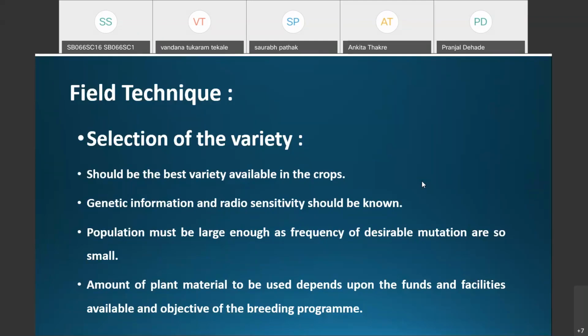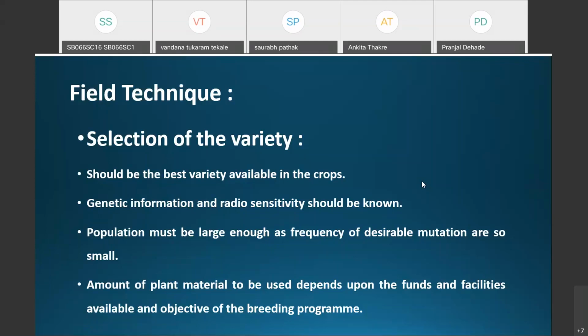Then the population must be large enough, as the frequency of desirable mutations is so small. Because the frequency of desirable mutations is so small, the population must be large, so the plant breeder can observe a large number of the population, can easily detect the different types of mutants with the desirable characters, and that's why the population must be large enough.